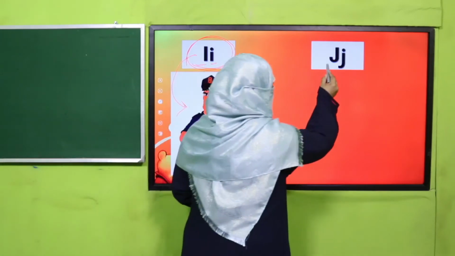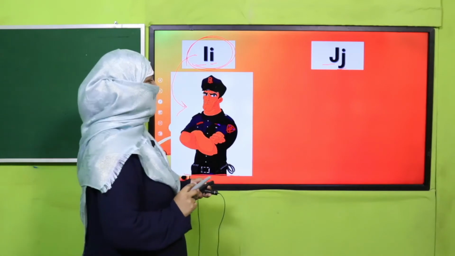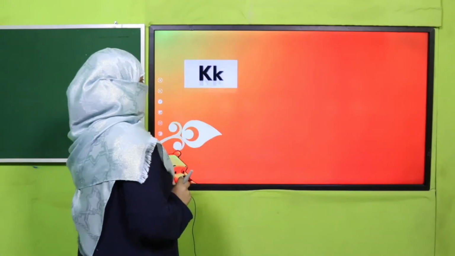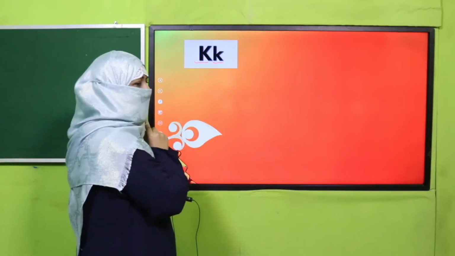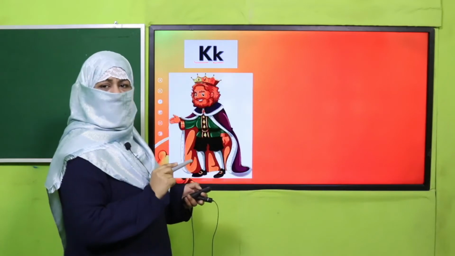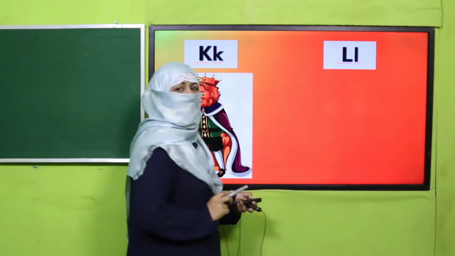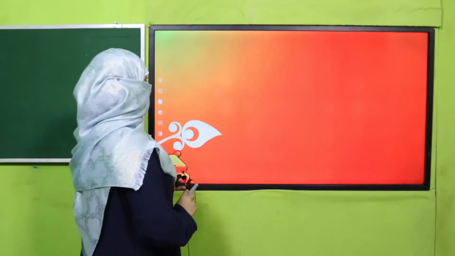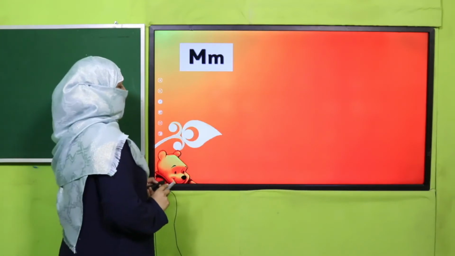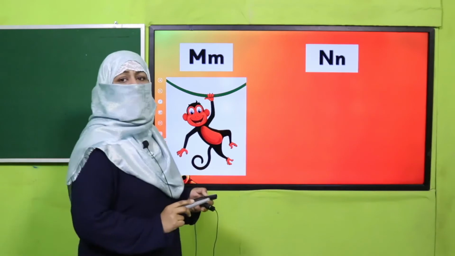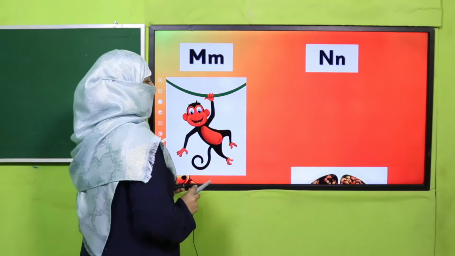Here we go. What is this? It's capital J, it's small j. J, J, and J, jug. K, capital, small k, and K, what is the sound? K, k, king. L, lamp. M, and monkey. And N. It's not N, it's N. And nuts.